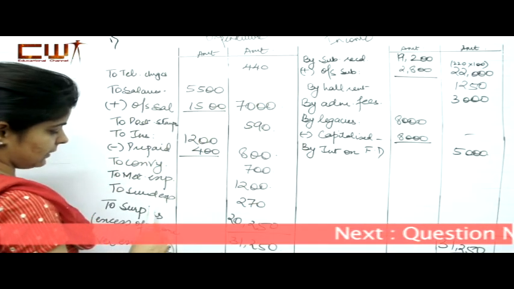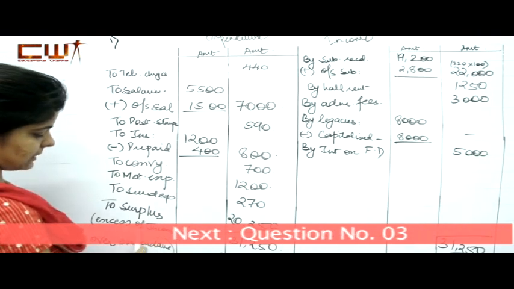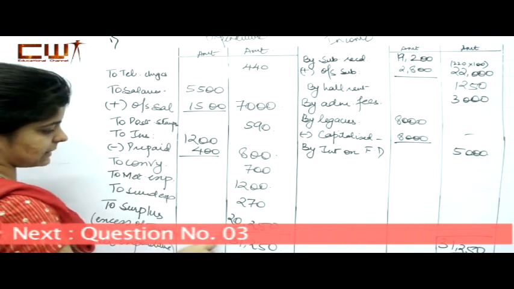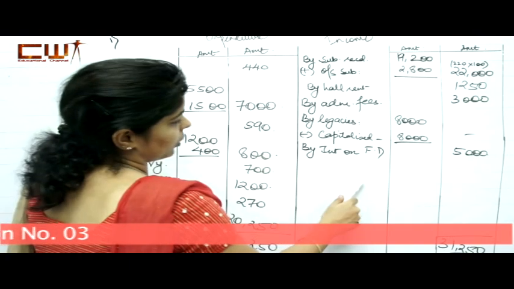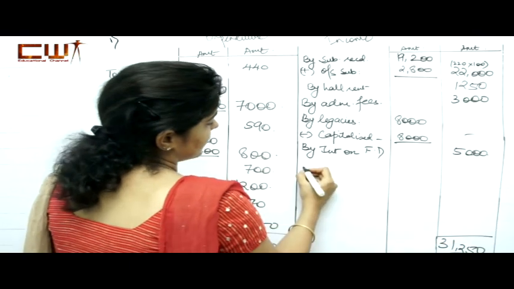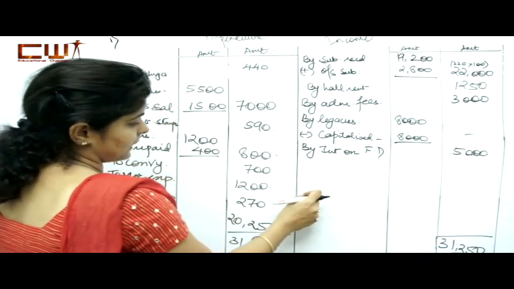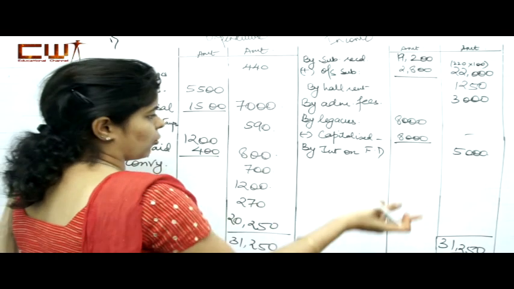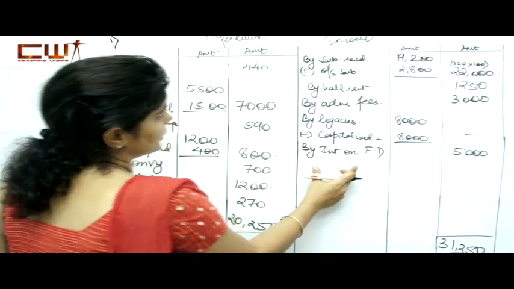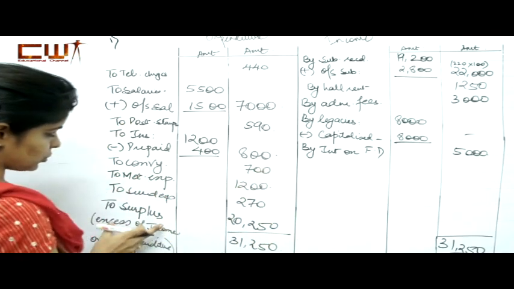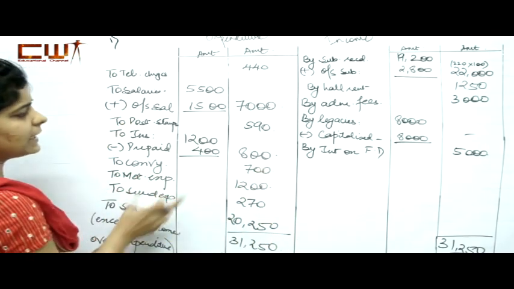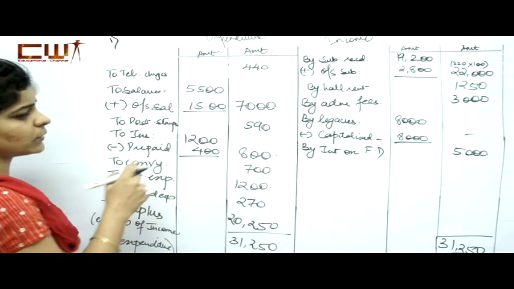Whatever is the balance on this side, if the balance is coming on this side, that is excess of income over expenditure, it is known as surplus. And if the balance is coming on this side, then it is known as deficit, that is excess of expenditure over income. It is known as surplus if it is coming on the expenditure side, right? So this is question number 1.